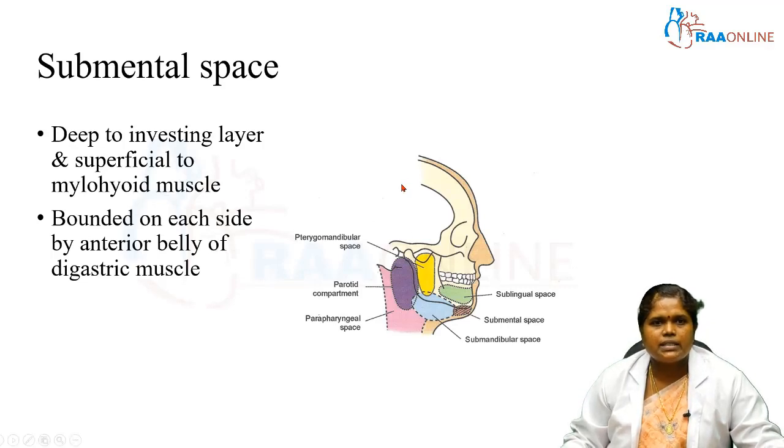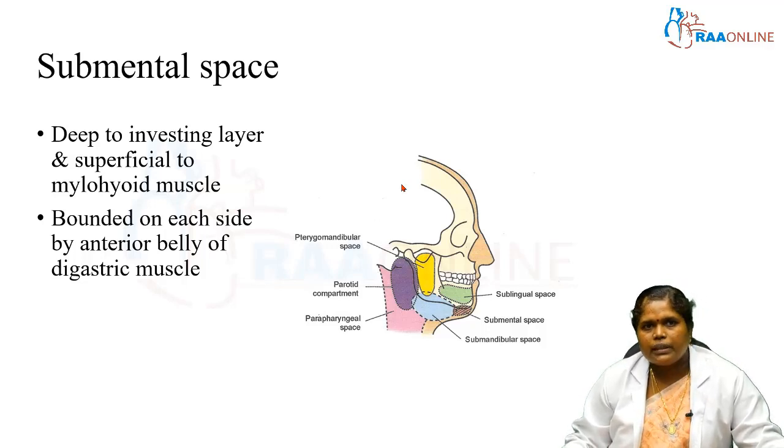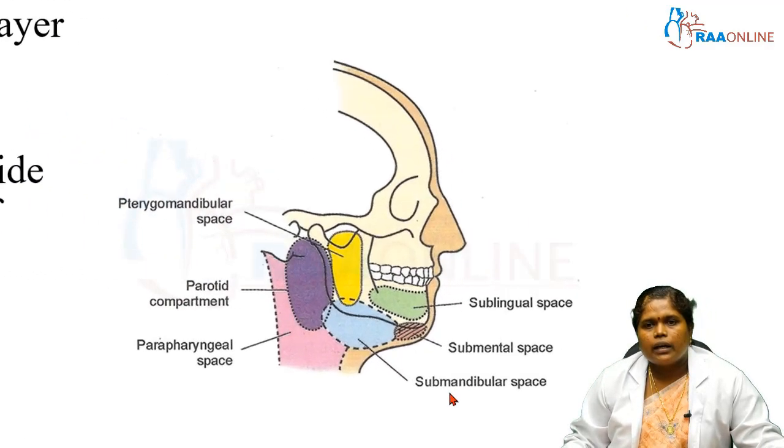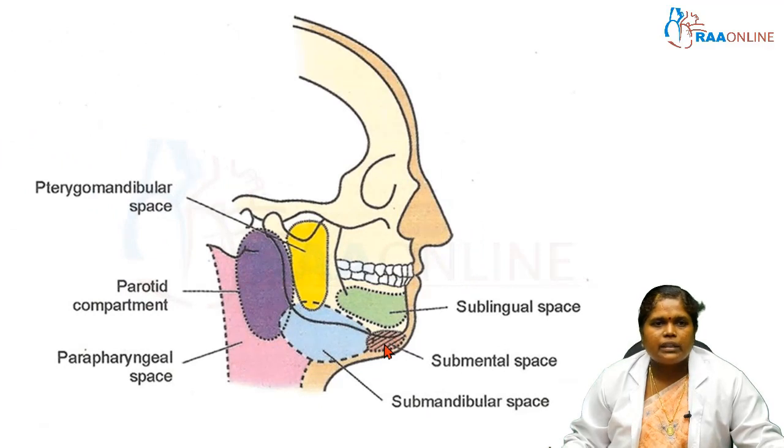The first space is the submental space. Already you know the submental triangle. The submental triangle is bounded by the two anterior bellies of the digastric muscle, and this region will be the submental region.